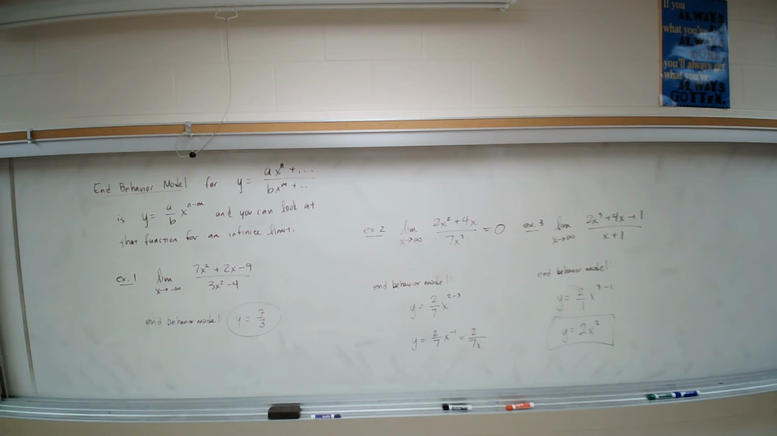So again, we're going to do that 2x cubed plus 4x plus 1. That's 2x cubed.